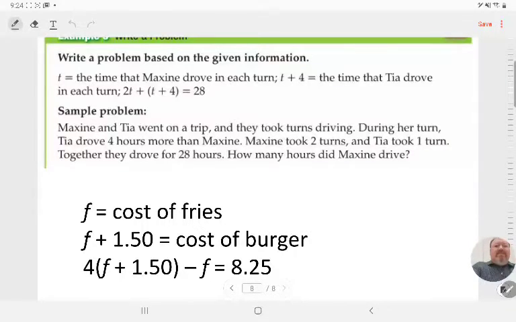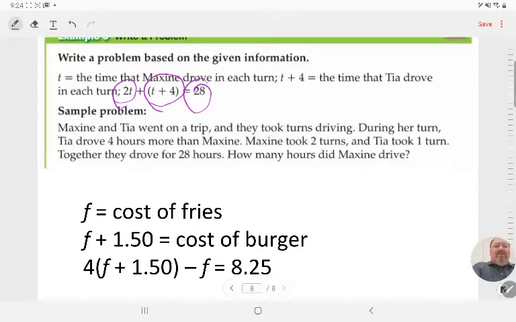I could come up with something like Maxine and Tia went on a trip, and they took turns driving. During her turn, Tia drove 4 hours more than Maxine. Maxine took 2 turns, and Tia took 1 turn. Together, they drove 28 miles. How many miles did Maxine drive? So in my word problem, I encompassed all of that.